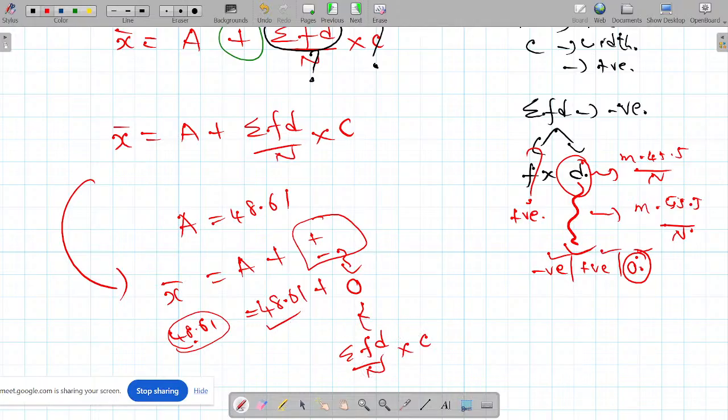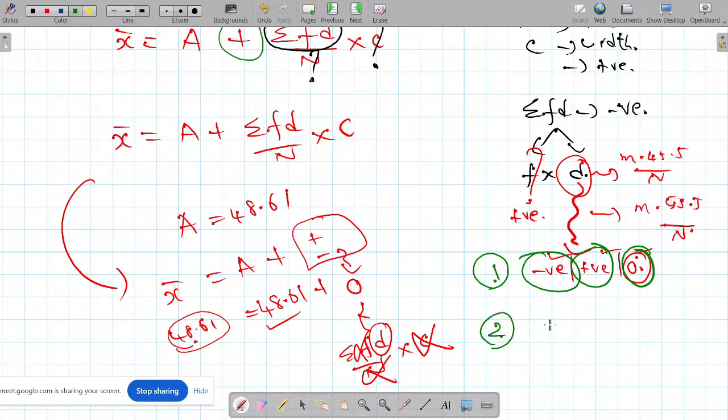I know that C is never going to be a zero value. What is C? Width of the class interval is never going to be zero. N, not zero. F, not zero. Ultimately, the summation fd has to be zero. So you need not work it out. Okay, please try to understand. So what's the nature of D? Either it can be negative, positive, or zero. Okay, so this is one point you have to take note of.